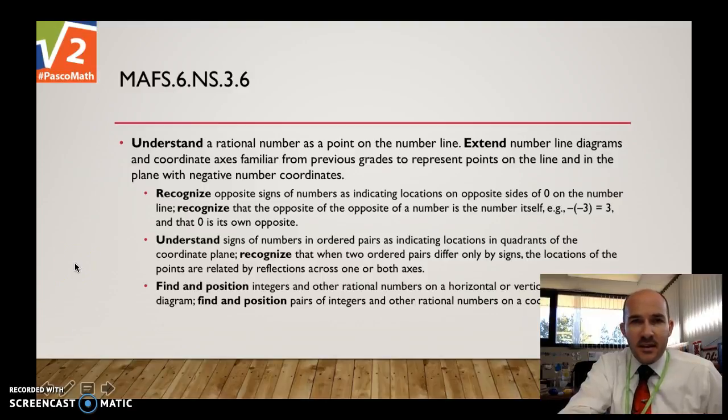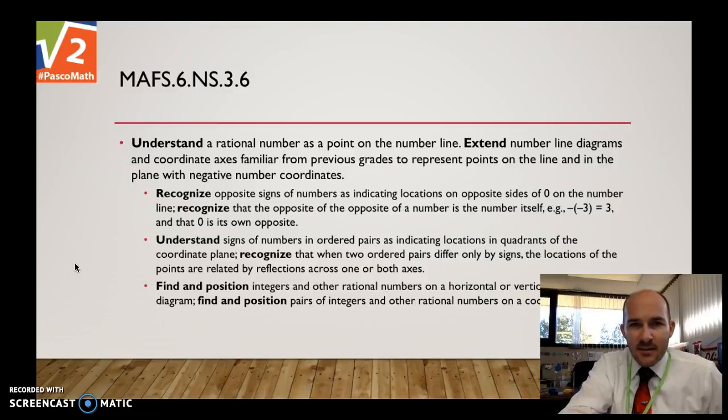So the standard says, understand a rational number as a point on the number line. Extend number line diagrams and coordinate axes familiar from prior grades to represent points on the line and in the plane with negative number coordinates. So coherence should be jumping out right there: they do have prior knowledge of plotting points, and now we're going to extend that to the other quadrants besides the first.